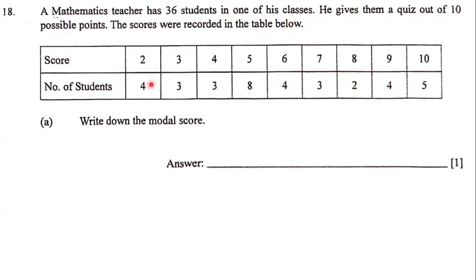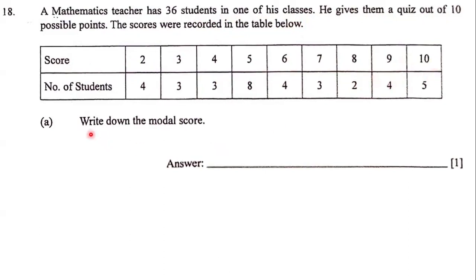So 4 students got a score of 2, 3 students got a score of 3, 3 students got a score of 4, 8 students got a score of 5, 4 students got a score of 6, 3 students got a score of 7, 2 students got a score of 8, 4 students got a score of 9, and 5 students got a score of 10.